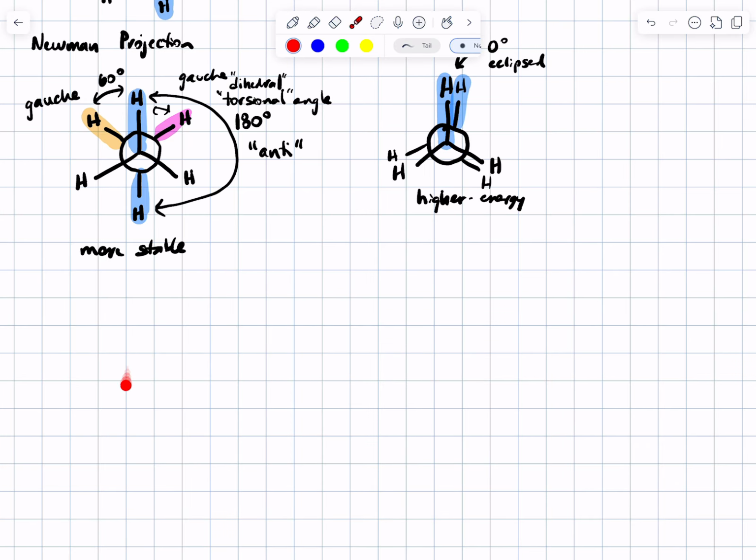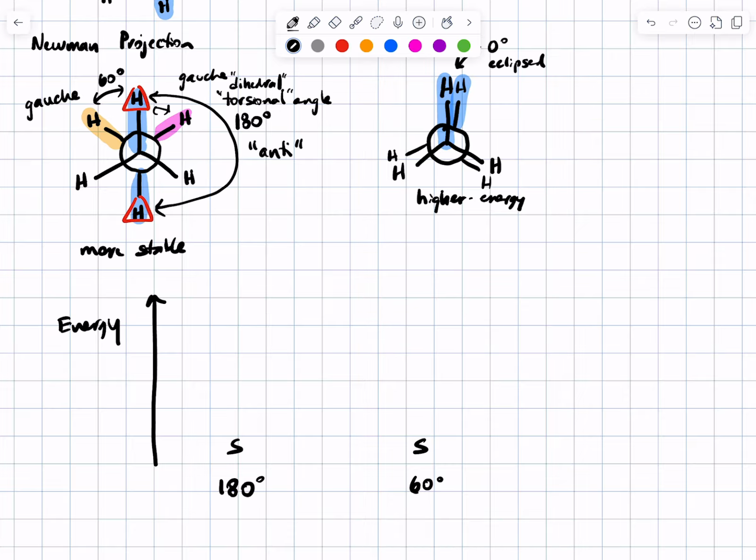If we were to plot these conformations on an energy diagram, what you would see is there is a staggered conformation where the two hydrogens that are triangled are 180 degrees away from each other. So there's one staggered conformation. There's another staggered conformation where they are 60 degrees away from each other, and then there's another staggered conformation where they are, I don't know, like minus 60, something like that. Okay? And minus 180 is the same as 180.